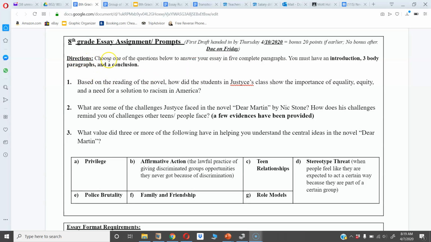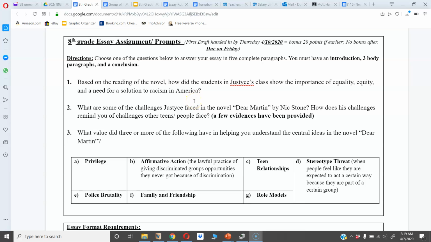The direction says choose one of the questions below to answer in your essay in 5 complete paragraphs. You must have an introduction, 3 body paragraphs, and a conclusion. The first question says, based on the reading of the novel, how did the students in Justice's class show the importance of equality, equity, and a need for a solution to racism in America? That's 3 things of focus. Equality can be in your first body paragraph, equity in your second body paragraph, and a solution in your third body paragraph. That's the way you develop.